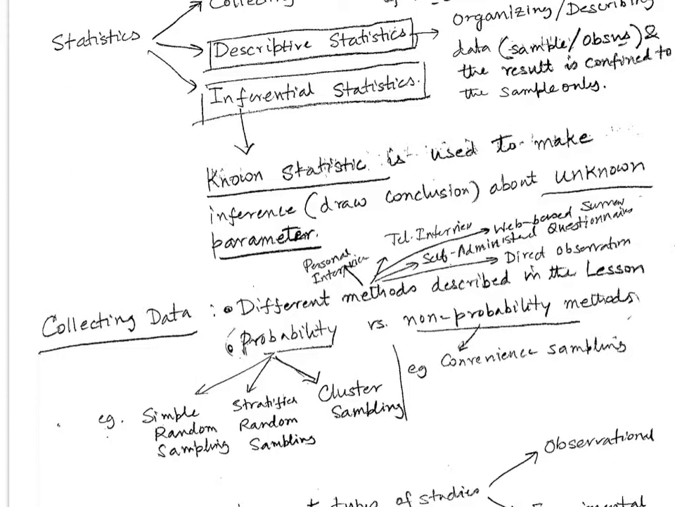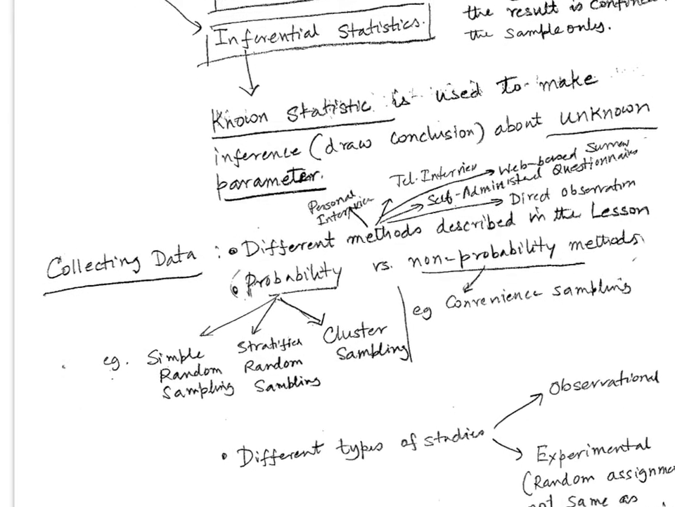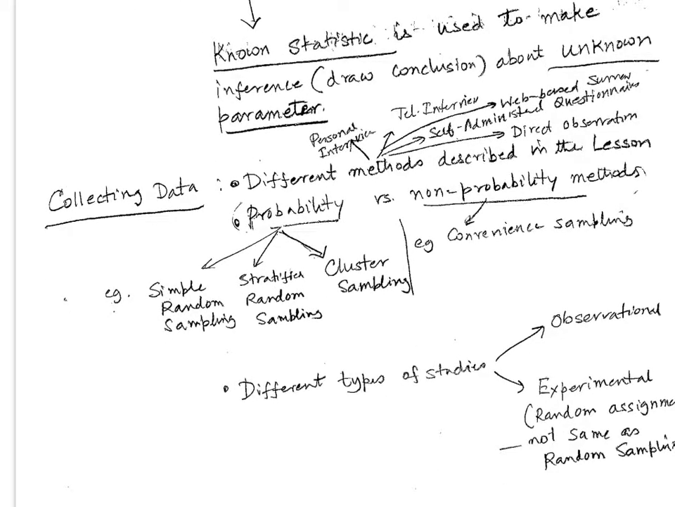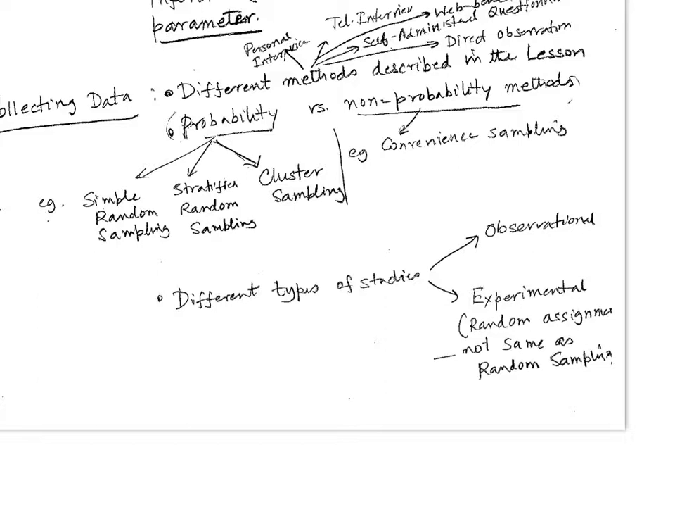Collecting data, different methods of collecting data, which were described in the lesson: personal interview, telephone interview, web-based survey, self-administered questionnaire, direct observation, all those. Now also see all these, read probability, non-probability methods, different types of studies, observation, experimental. Experimental is not the same as random sample, it is random assignment.